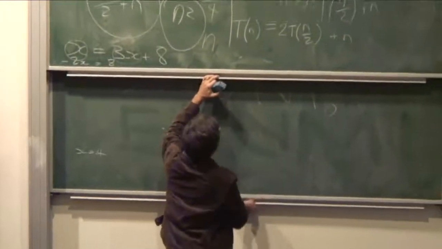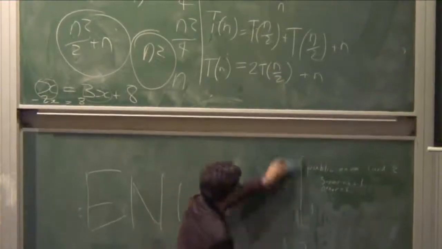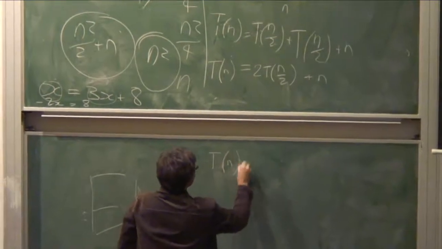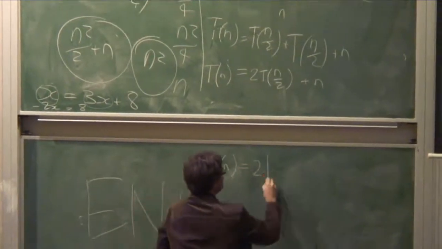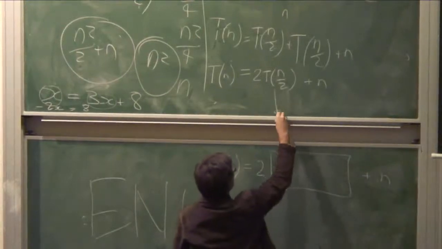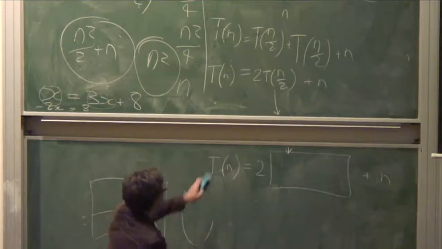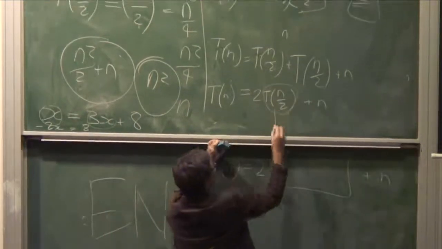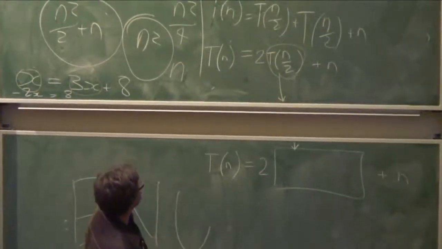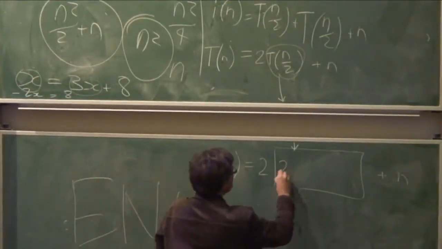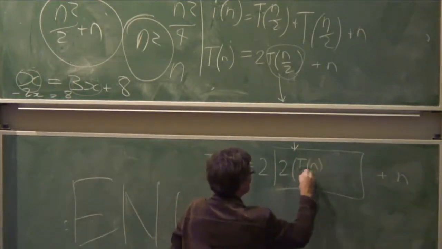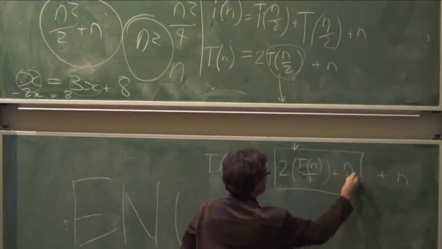Does that make sense? T(n) equals 2T(n/2) plus n. Yep, we're just about to work out what this thing is. We're going to zoom in on this. What is that term? What is T(n/2)? Will you tell me from that equation there, what's T(n/2)? It's 2T(n/4) plus n/2.